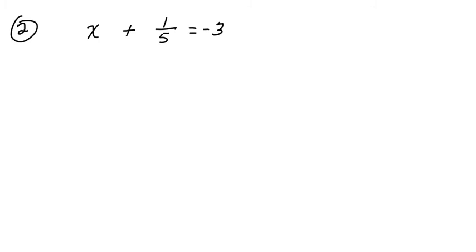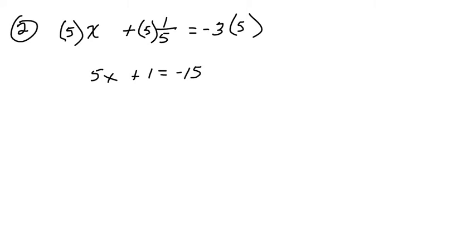Okay, on problem 2, my common denominator is 5. I only really have just one denominator. So everything gets multiplied by 5. Multiply this by 5, and this, and this. So I have 5x plus 1 equals negative 15. And this is just a basic two-step equation. Subtract 1, divide by 5.